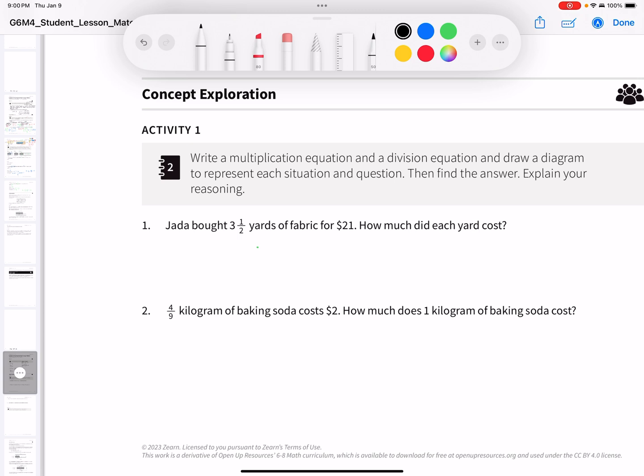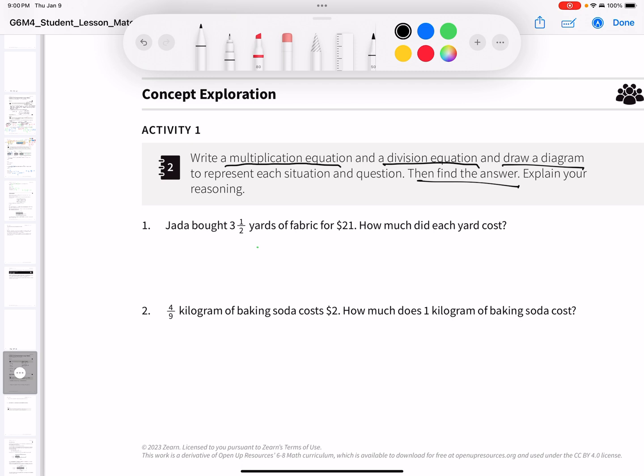Okay, so it says, write a multiplication equation and a division equation. So we have 2 equations that we're writing, and draw a diagram to represent each situation in question. Then find the answer. So we have 4 things that we're doing. And explain your reasoning. Your diagram is explaining, okay?